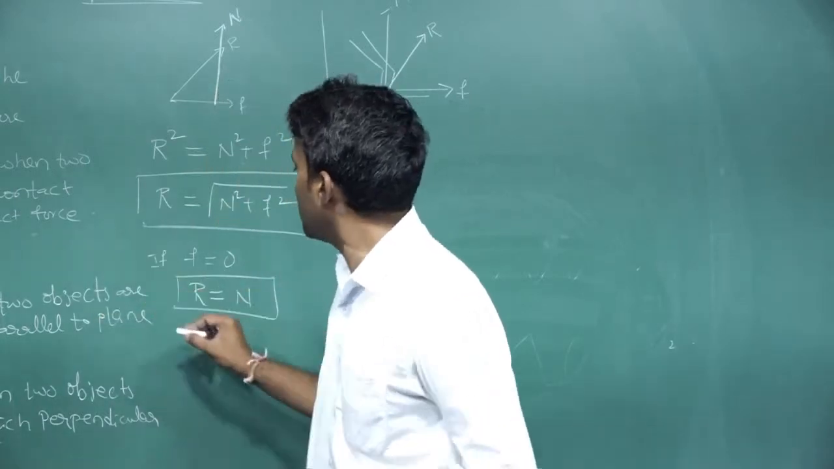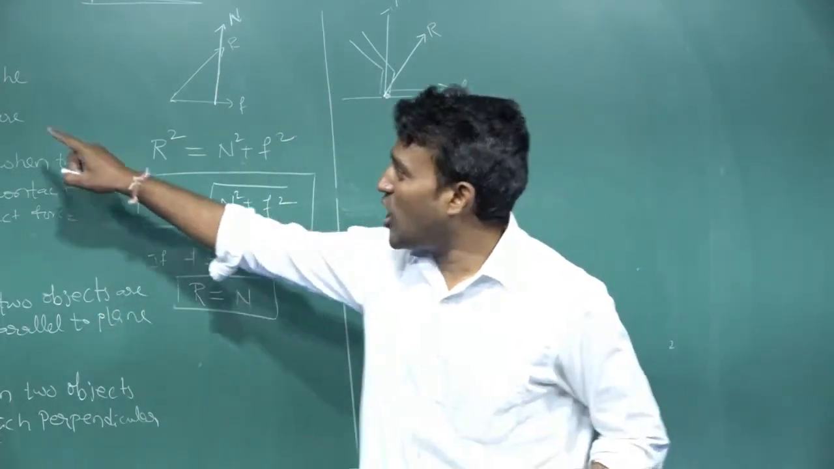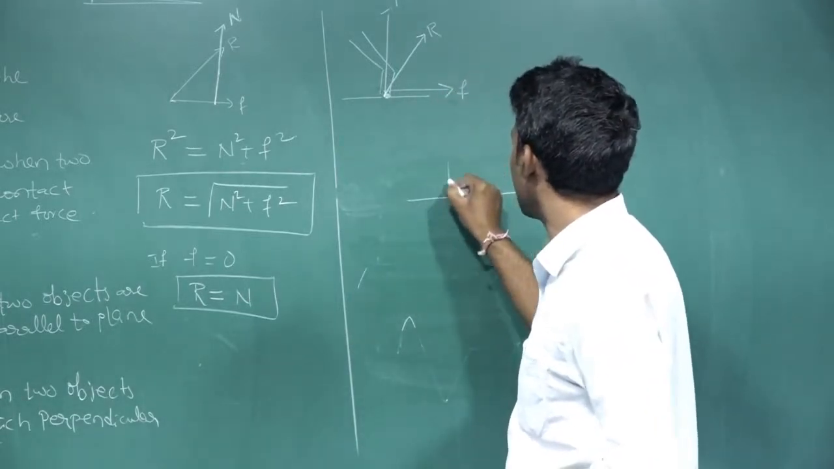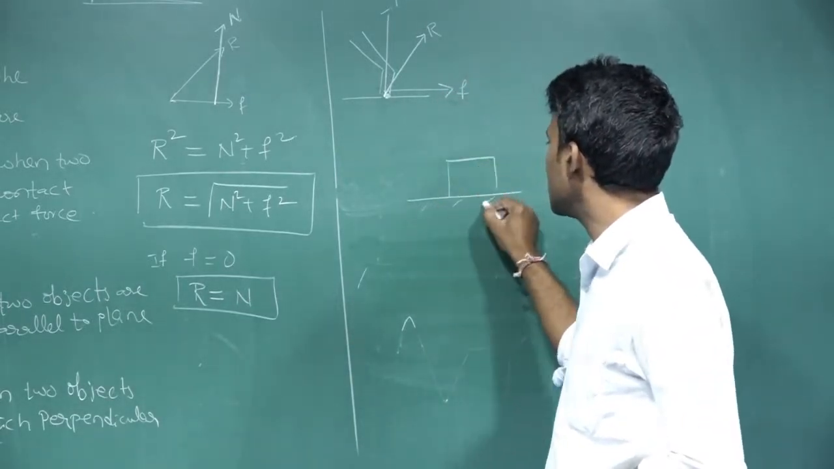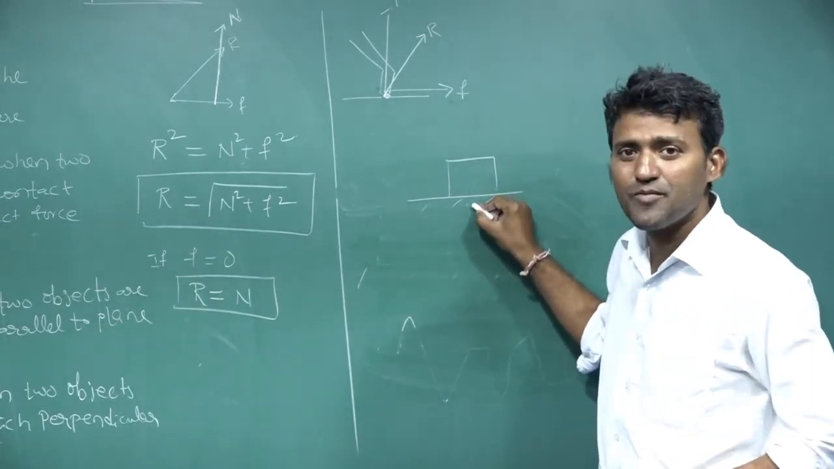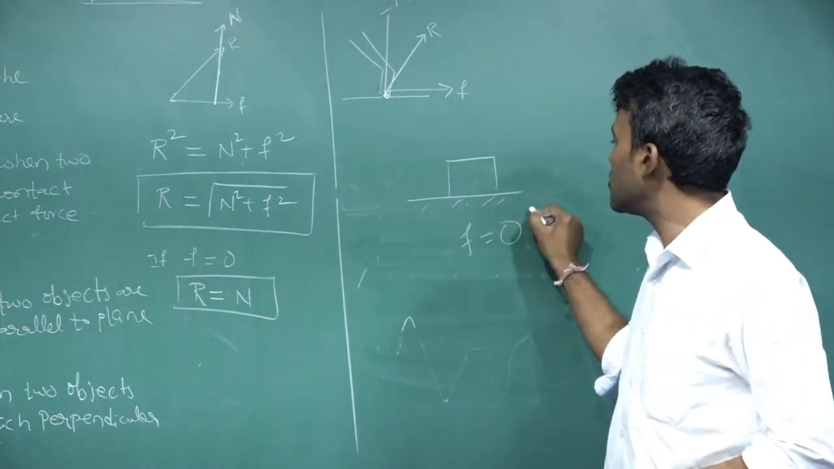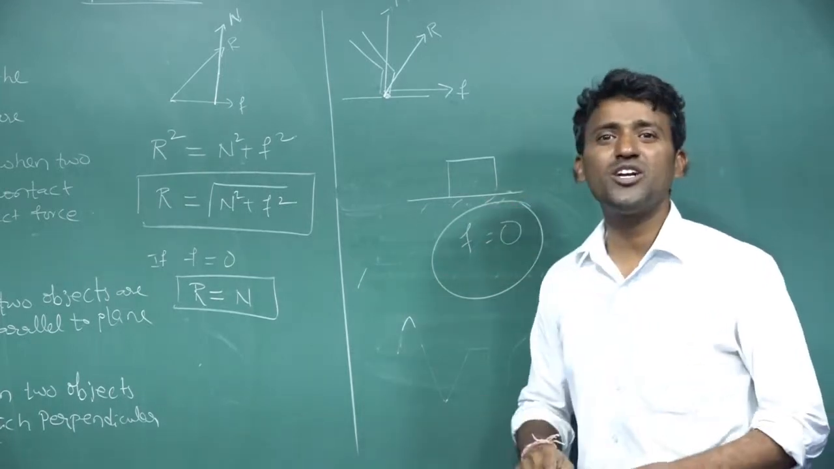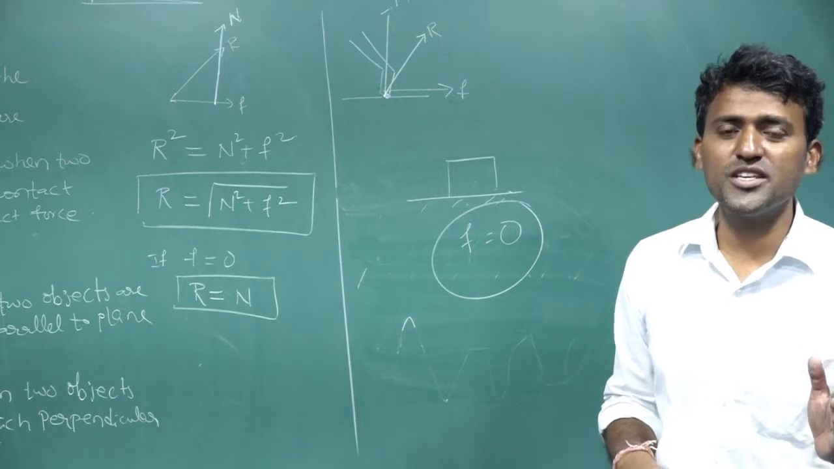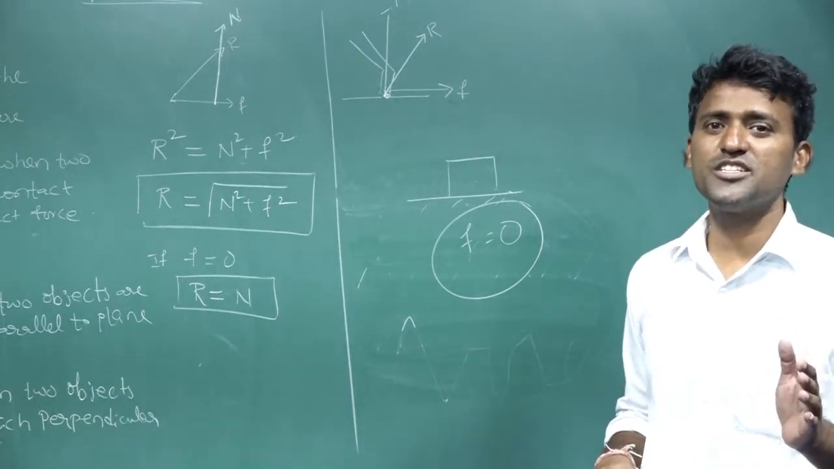Okay, this is about, for example, the force which opposes the relative motion. I said one object is at rest position. When the object is at rest position, is there any frictional force? When the object is at rest position, frictional force is equal to 0.